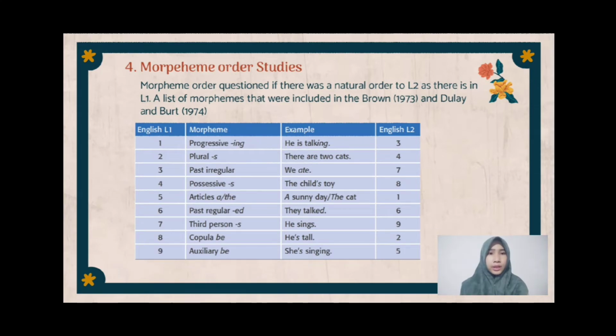Studies on morpheme order questioned whether or not L2 had a natural order similar to L1. The list of morphemes that were mentioned in Brown 1973 and Dulay and Burt is shown below. The order of morpheme acquisition in L1 was similar, though not identical, in L2. Additionally, the occurrence of such a natural order changed arguments in favor of internally motivated acquisition processes, because the order was essentially the same in English L2. From me, sorry if I have any mistakes.